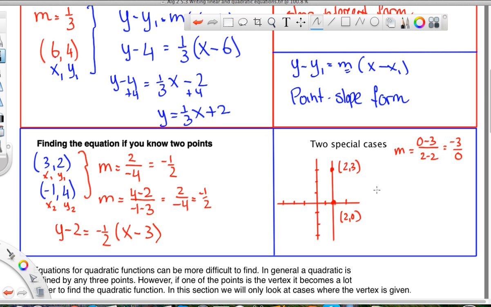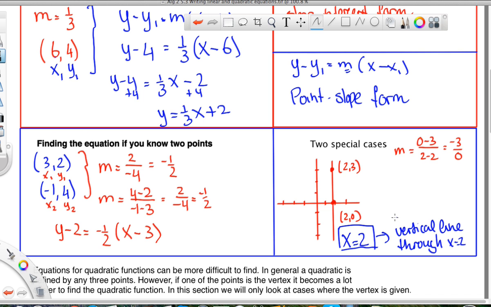So what kind of an equation do you have then? Well, the easiest way that I can explain is to say, this line goes through the x-axis at 2. And so the x is always worth 2. And that's the actual equation of the vertical line. This is a vertical line through x equals 2.